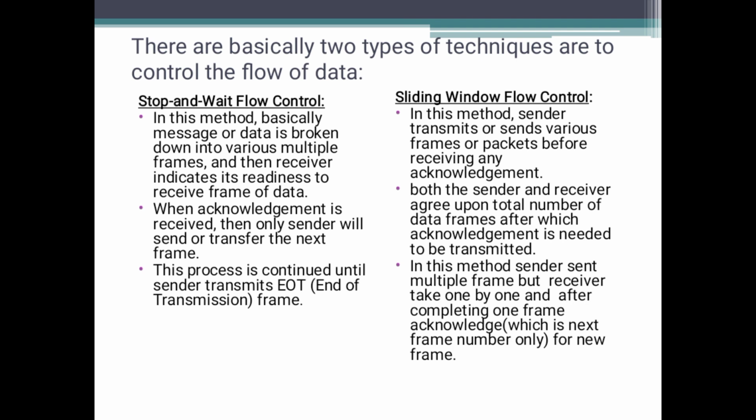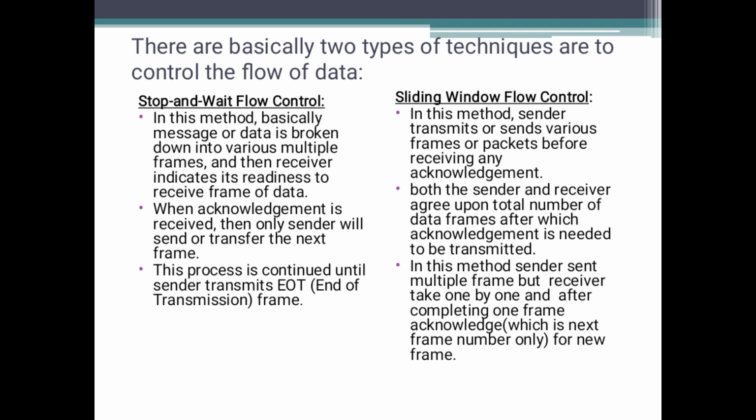Now the next flow control is sliding window. In this method, the sender transmits various frames or packets before receiving any acknowledgement. Both the sender and the receiver agree upon the total number of data frames after which the acknowledgement needs to be transmitted. In this method, the sender sends multiple frames, but the receiver takes them one by one, and after completing one frame it acknowledges the next frame number.